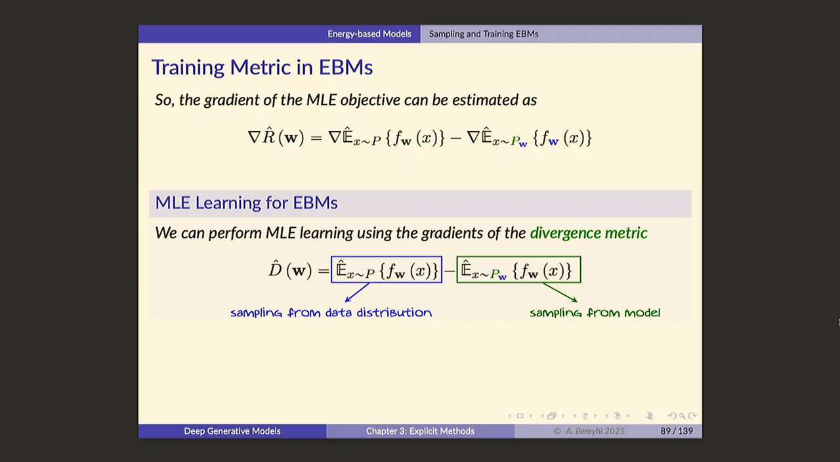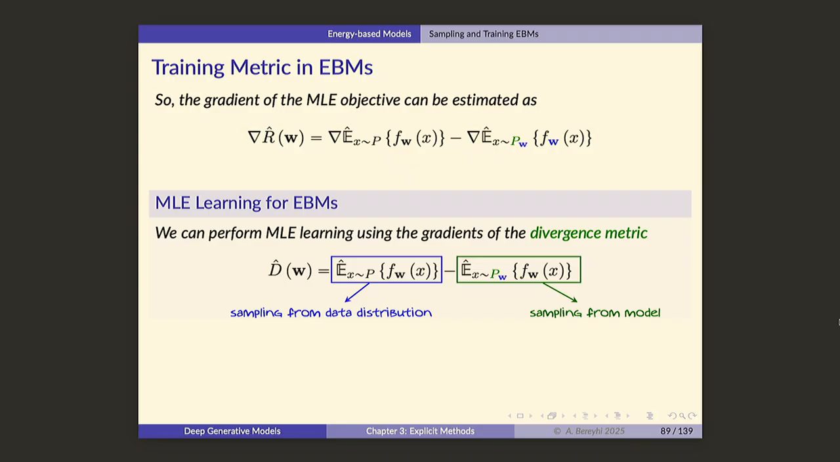Okay? So the moral of the story is that you are somehow computing a sort of divergence between the distribution you have as the data distribution and the distribution explained by your energy model. Questions?